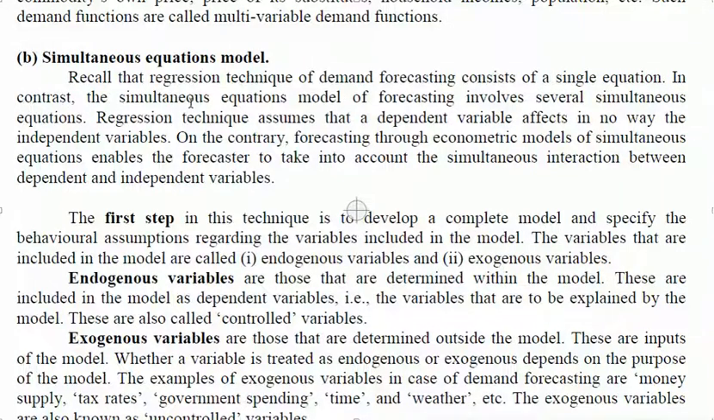Recall that the regression technique of demand forecasting consists of a single equation. In contrast, the simultaneous equation model of forecasting involves several simultaneous equations. The regression technique assumes that the dependent variable in no way affects the independent variable. On the contrary, forecasting through the econometric method of simultaneous equations enables the forecaster to take into account the simultaneous interaction between the dependent and independent variables. In the earlier one, we were saying that the dependent variable will depend upon the independent variable. For example, population was the independent variable and the demand for salt was dependent upon the population. But in the simultaneous equation model, both variables affect each other.